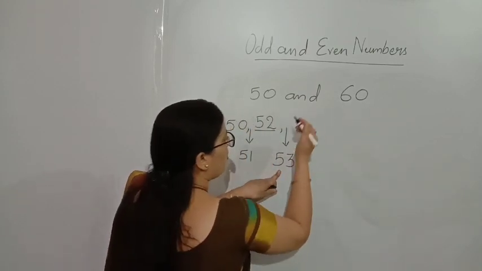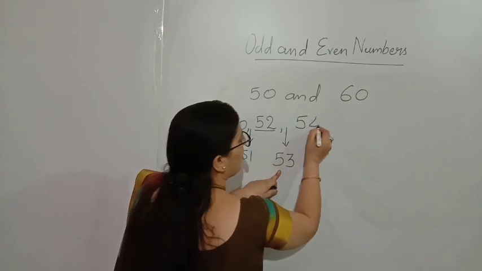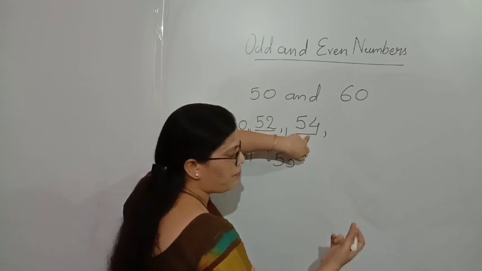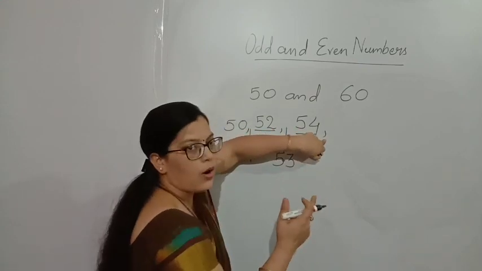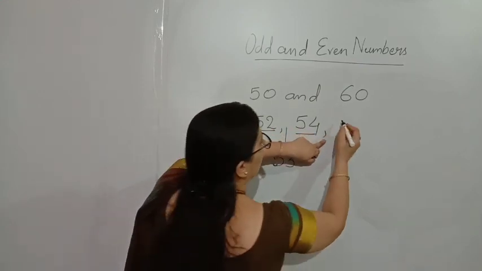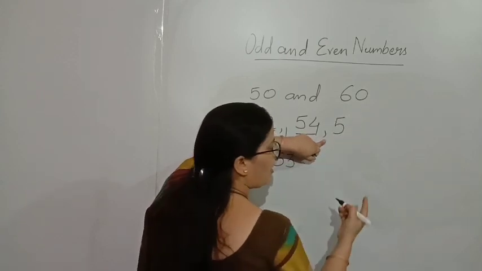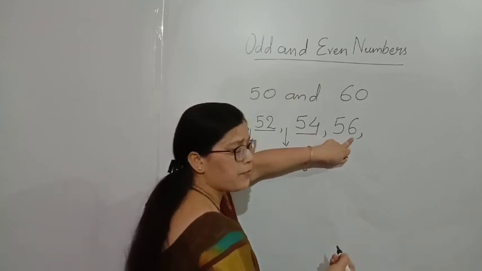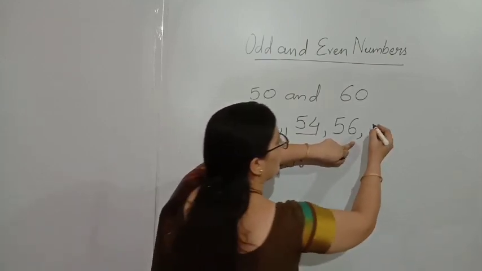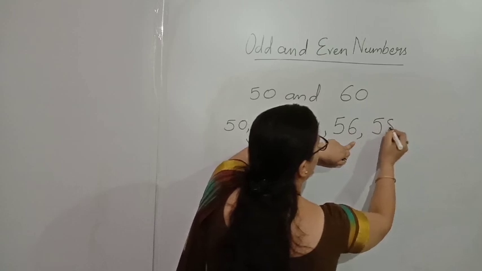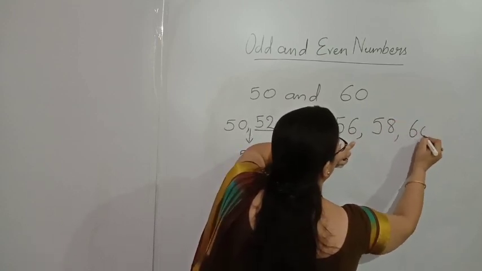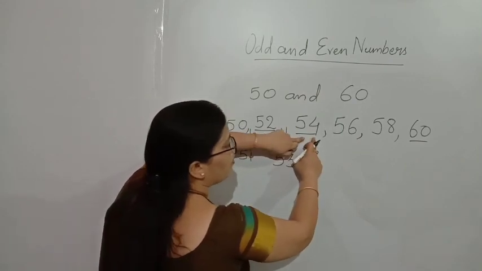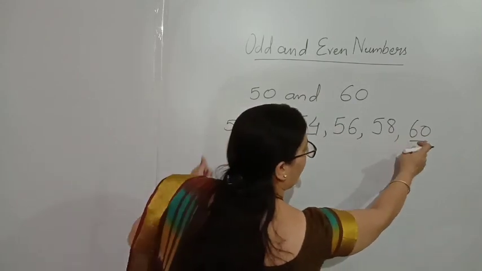So here the next number will be 54. After 54 it is 55, and 55 is an odd number, so the next even number will be 56. Then after 56 skip 57 and write 58. And the last number is 60. So 50, 52, 54, 56, 58 and 60.